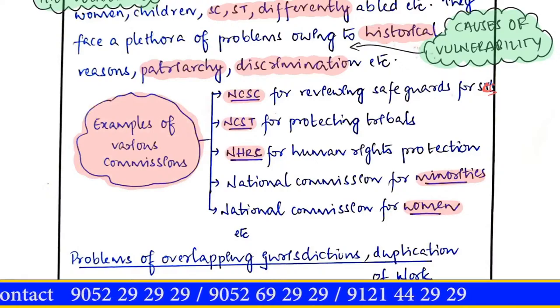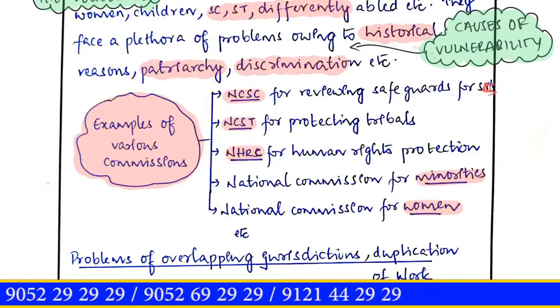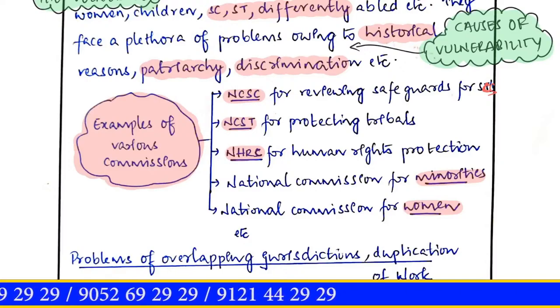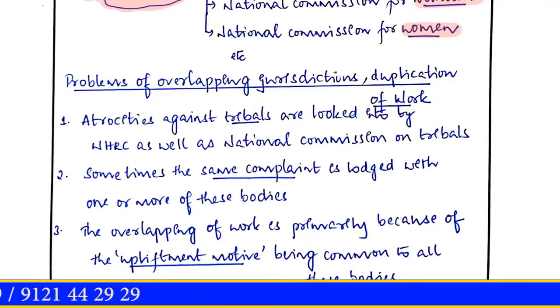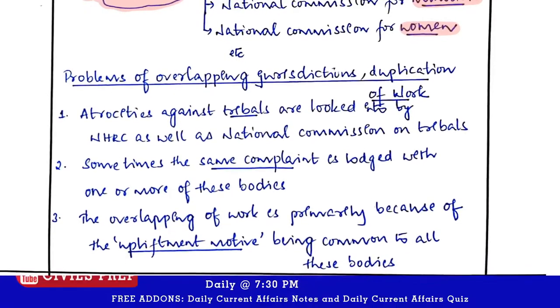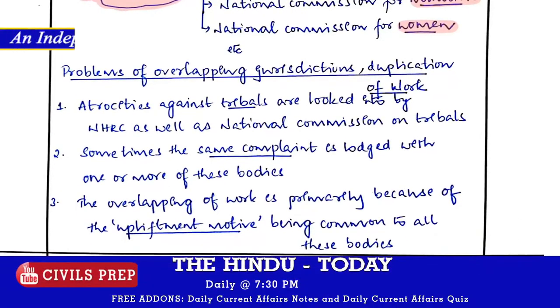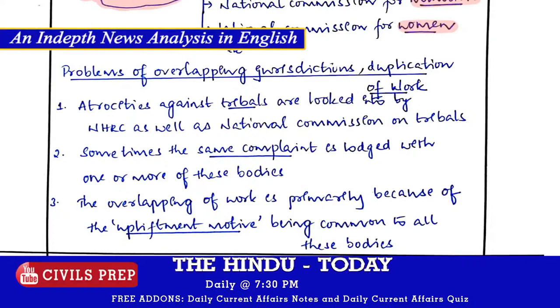So he is giving various commissions. He has identified the vulnerable sections. So far, he has warmed up his answer to the demand of the question. Now he is talking about the problems of the overlapping jurisdiction and the duplication of work. So what are the problems that we face? Firstly, the atrocities against tribals are looked into by NHRC as well as the National Commission on Tribals.